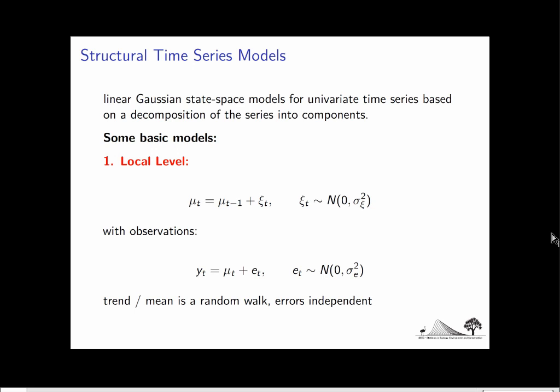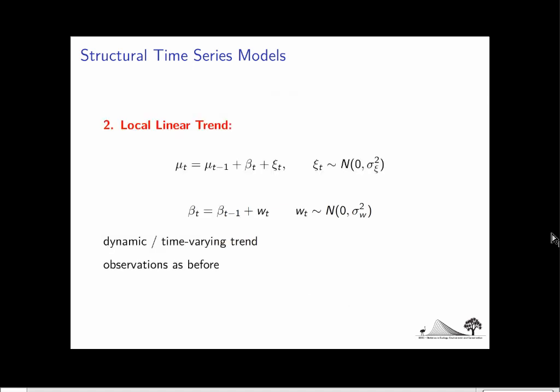You try to get to something where the observation errors are independent, random noise. So you're modeling the mean separately, and the observations are just observations of that process. So that's the local level model. Next, the local linear trend, which is more useful.